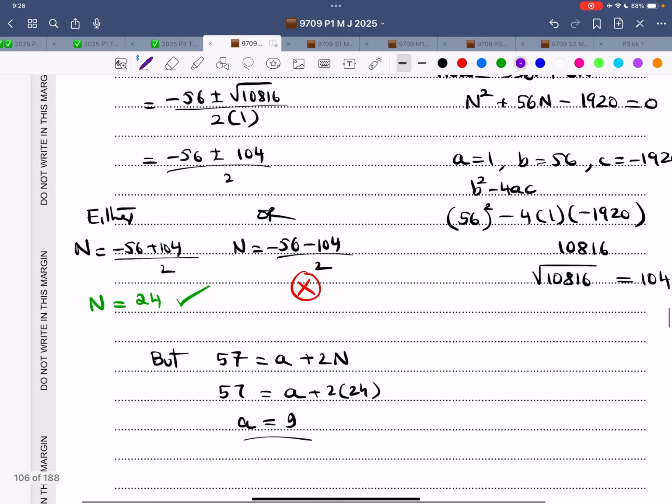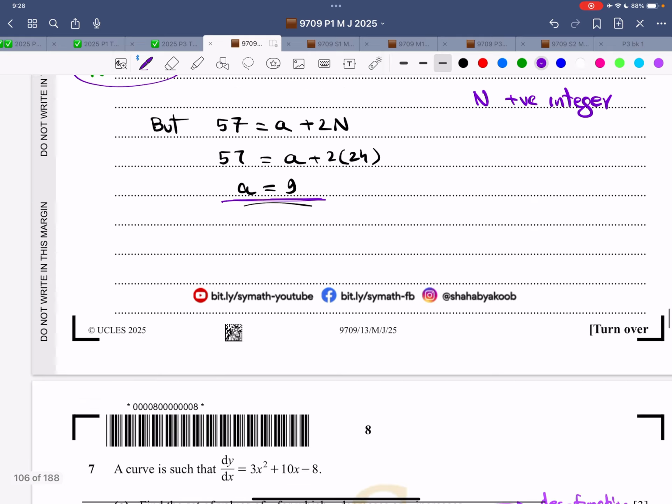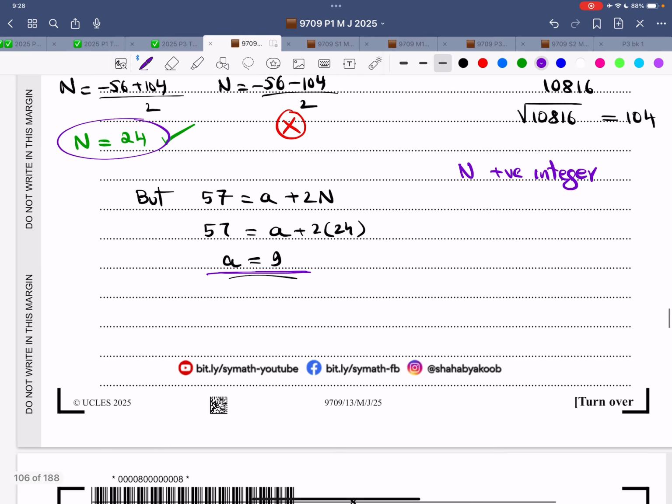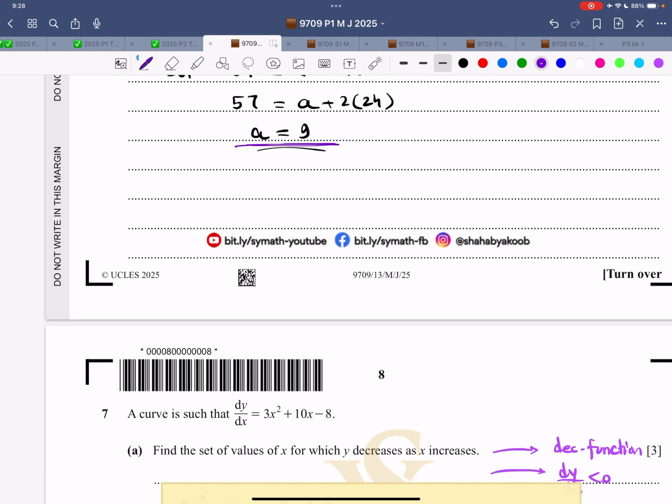And the values of n are coming out to be positive 24 and negative. N has to be a positive integer because n is the number of terms. So let me write integer in a nice way. It has to be a positive integer. So that thing is all done and dusted, and the value of a is 9. So now this thing is also done. That is question 6. It's 9:28.